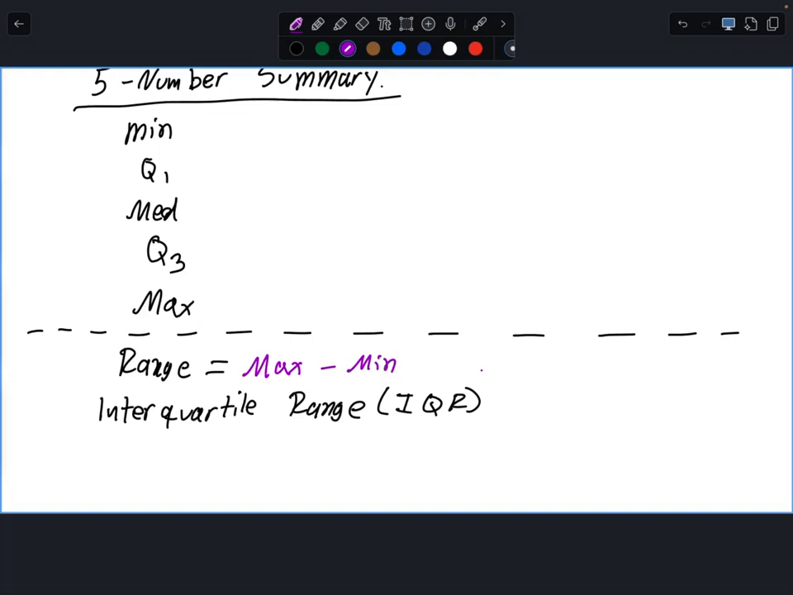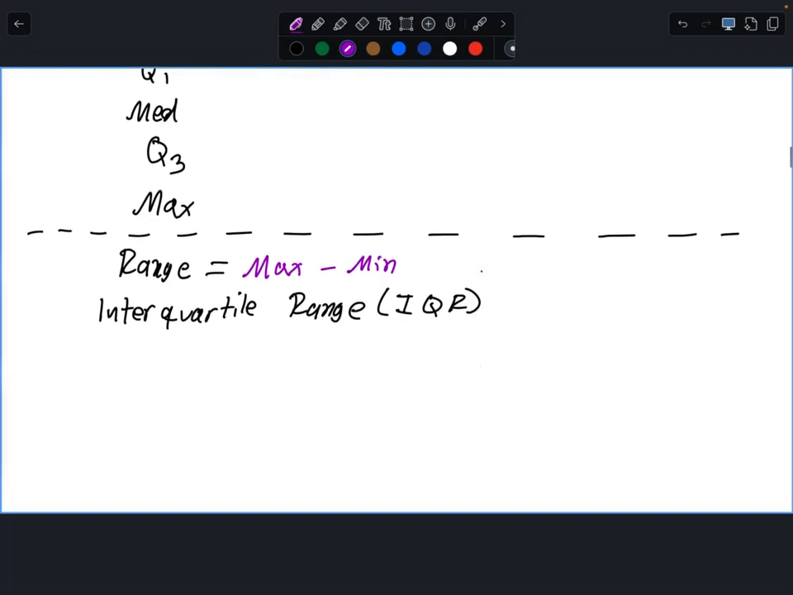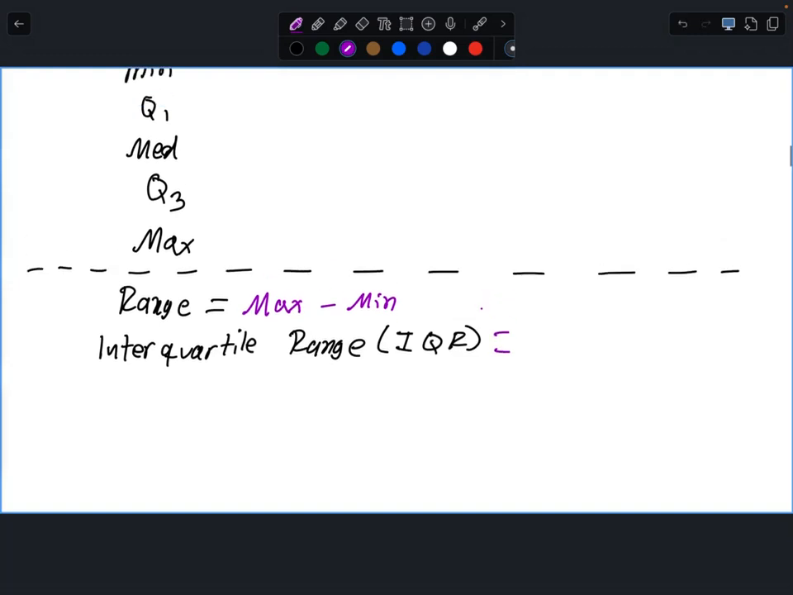That's a math number. The IQR is very similar to the range, but it uses the quartiles. Can you guess how to calculate the IQR? Q3 minus Q1. That's it. So Q3 minus Q1 is the interquartile range.